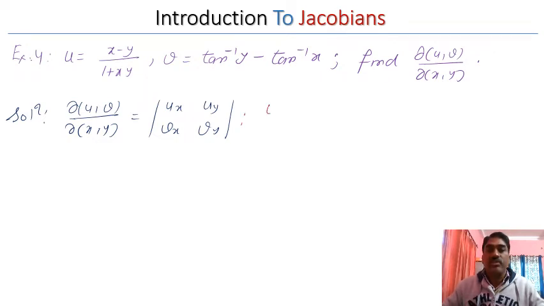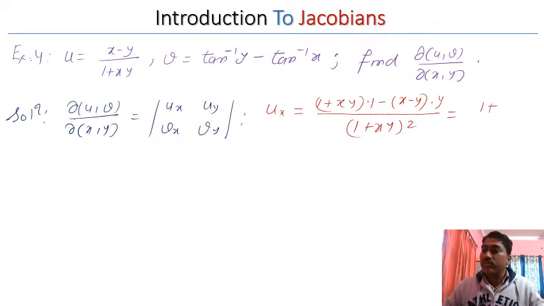So what is u_x? u_x means the partial derivative of u with respect to x, and I hope you already know how to calculate it: (1 + xy)·1 − (x − y)·y, divided by (1 + xy) whole squared. So this comes out to be (1 + y²) divided by (1 + xy) whole squared.